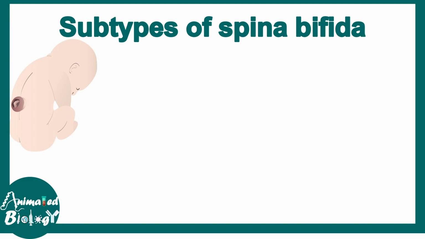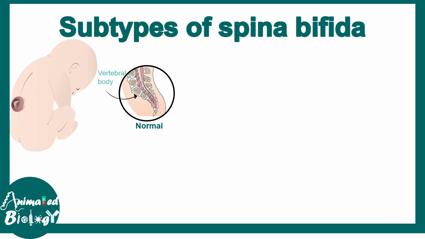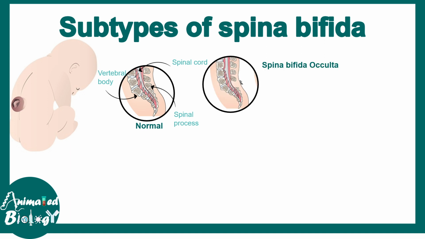Now there are different subtypes of spina bifida. So this is how a normal end of the spinal cord looks like. Here you can see the vertebral bodies, the spinal cord here, and the spinal processes as shown in this case. So there are three types of spina bifida. One is spina bifida occulta. Occulta in Latin means hidden. So in this case, nothing really happens. It's kind of like the most mild form of spina bifida.